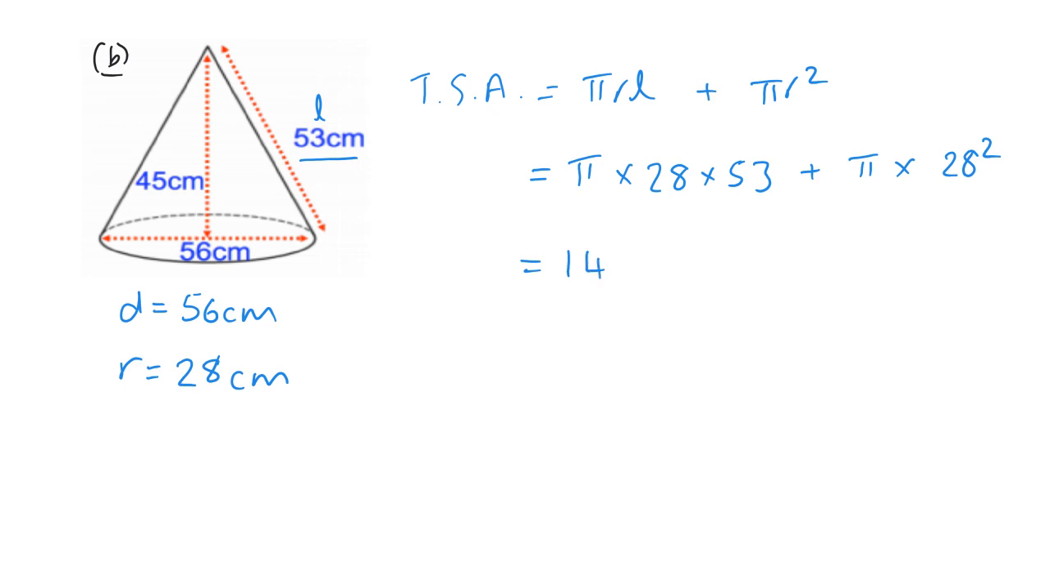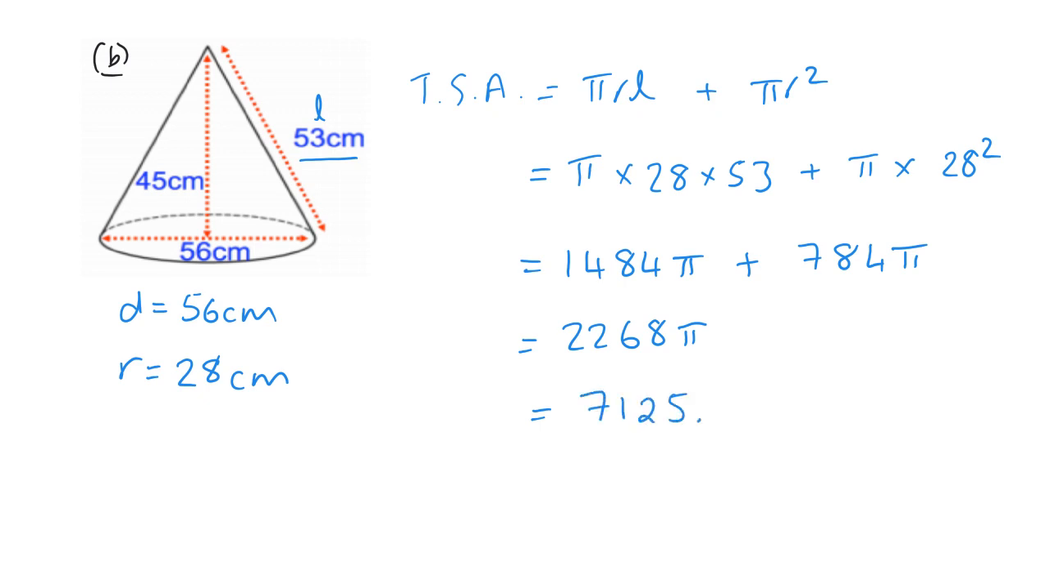So that's 1,484 pi, multiplying the 28 by 53. 28 squared is 784. Adding those together, we get 2,268 pi. Now remember, it asked for one decimal place. So putting that into your calculator, 7,125.1. Our lengths were all in centimeters, so our units for area are centimeters squared.